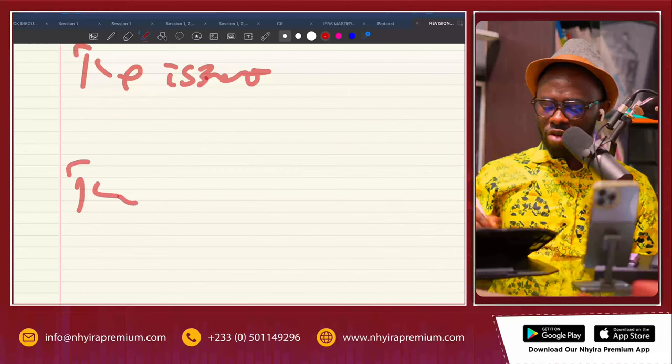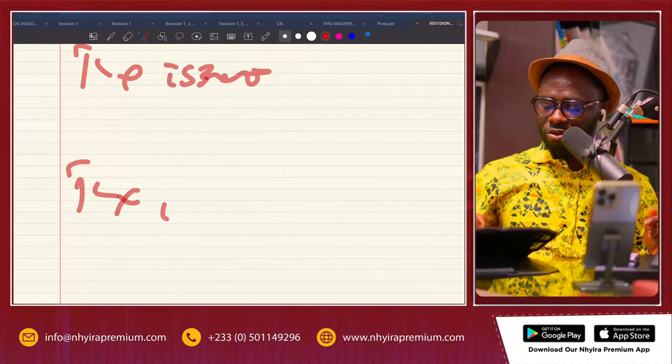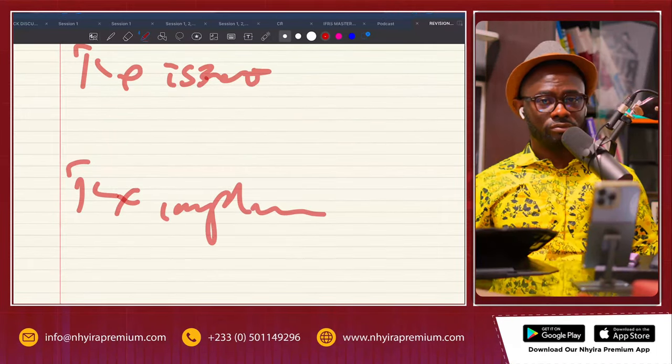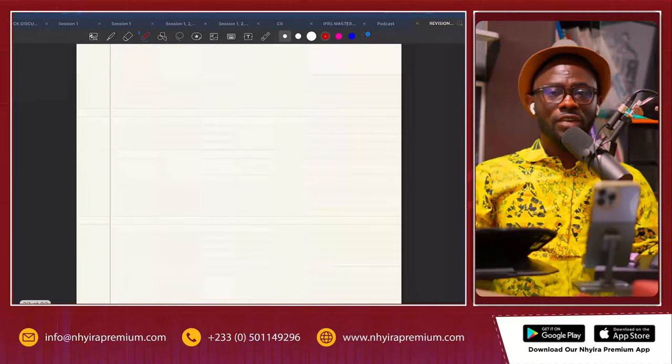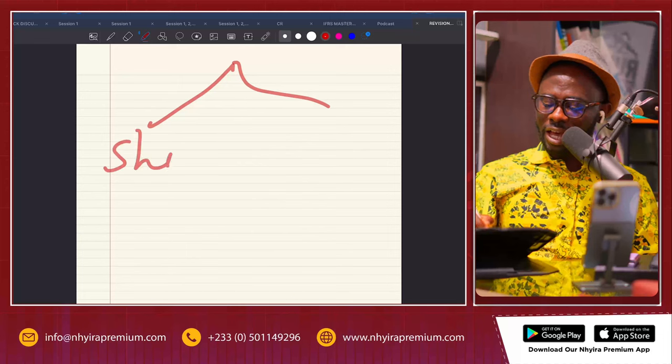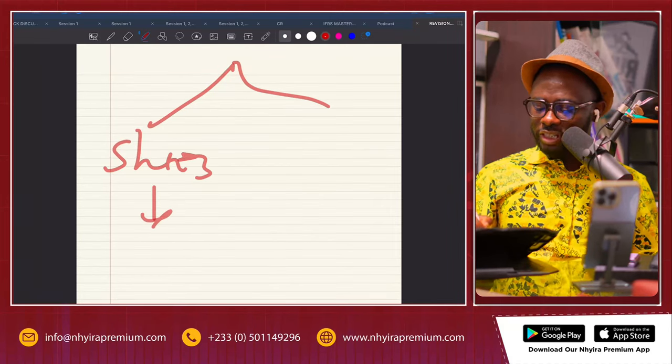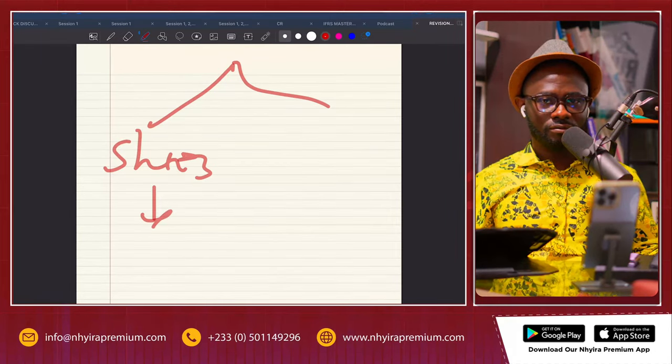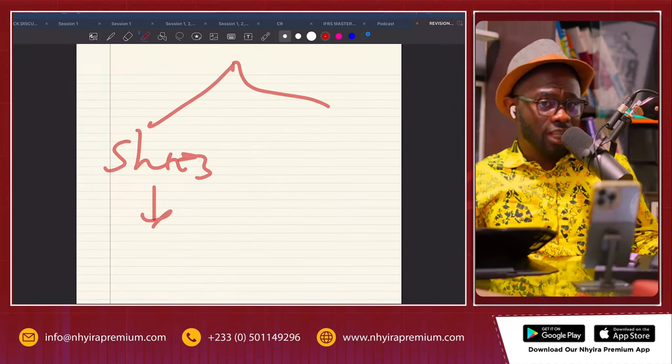Then you contextualize to the scenario given to you, the tax implication. So, for instance, an investor is seeking to invest in Ghana and they are seeking to buy shares. What is the tax implication of that?